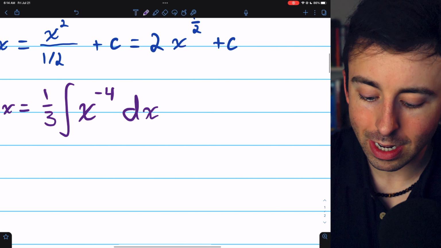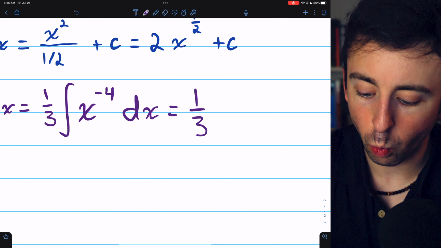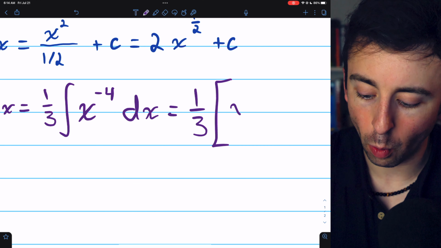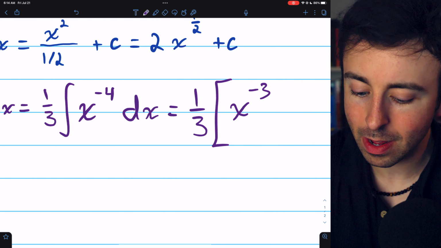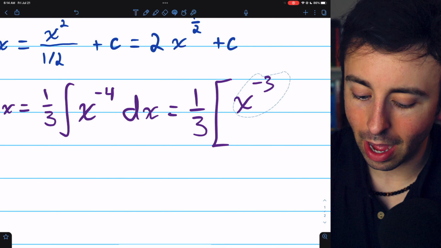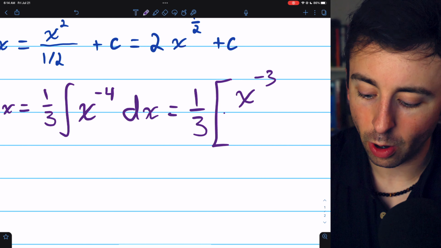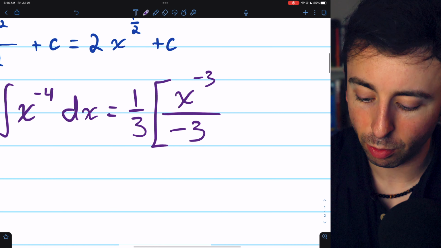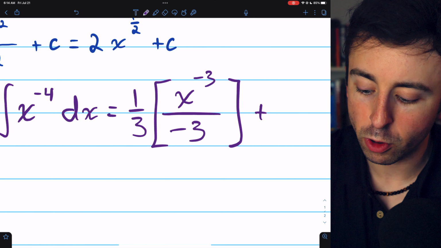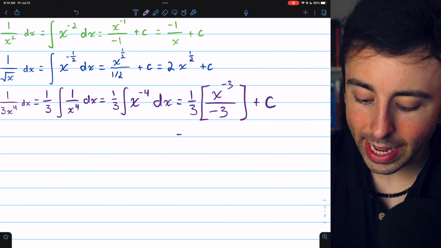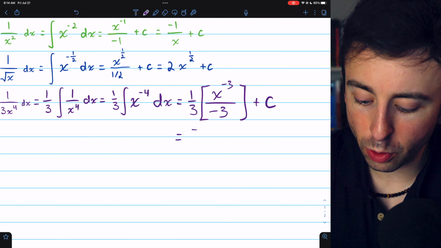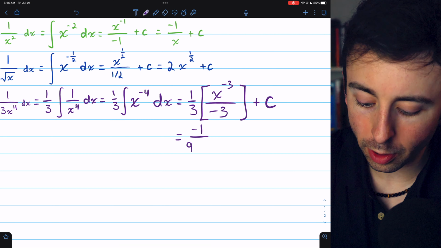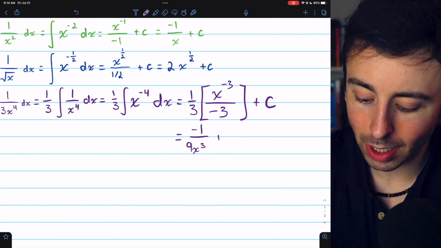We must increase the exponent by 1, so x to the negative 4 becomes x to the negative 3, but then we also have to divide by that new exponent. So divide by negative 3 and add on the arbitrary constant. Finally, we can rewrite this integral, if we choose, as negative 1 over 9x cubed plus c.